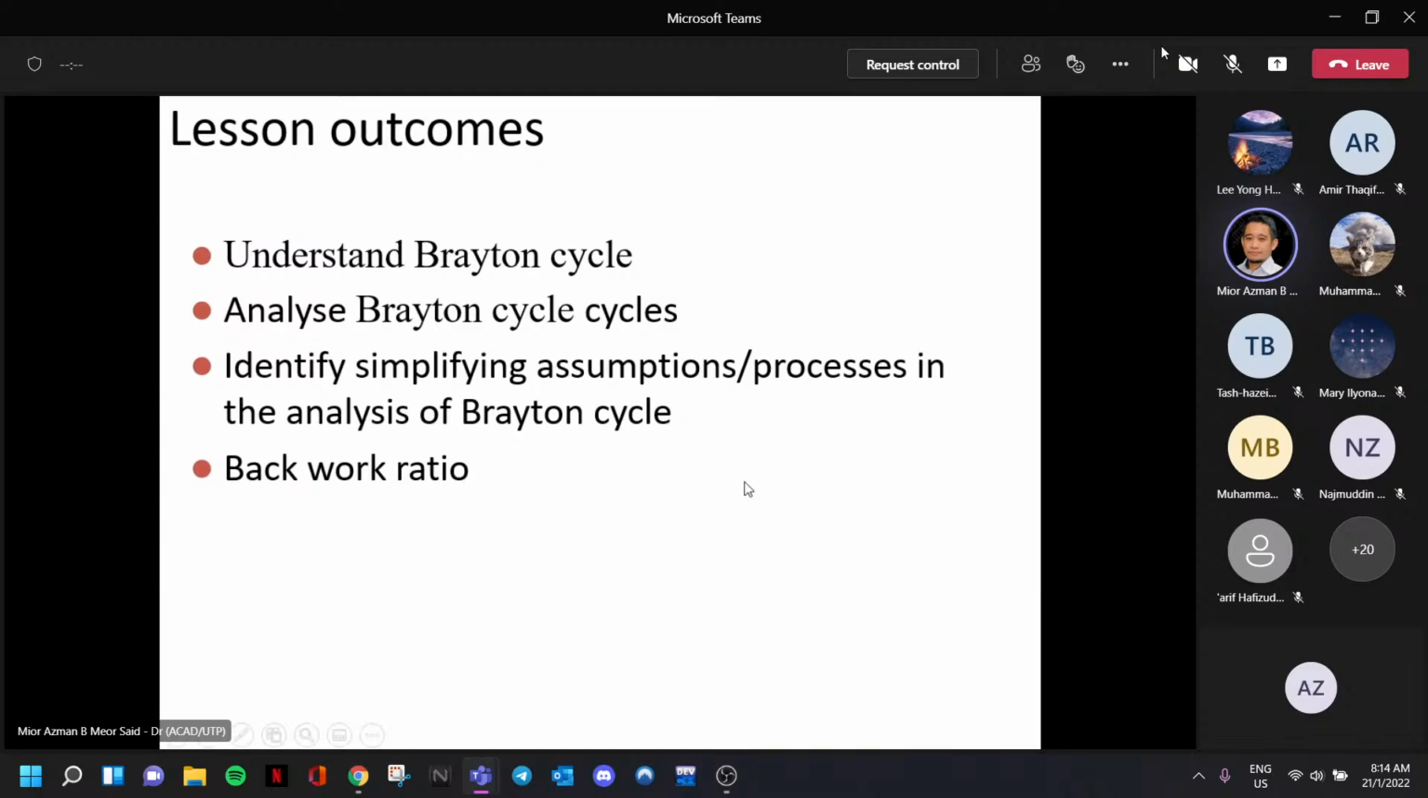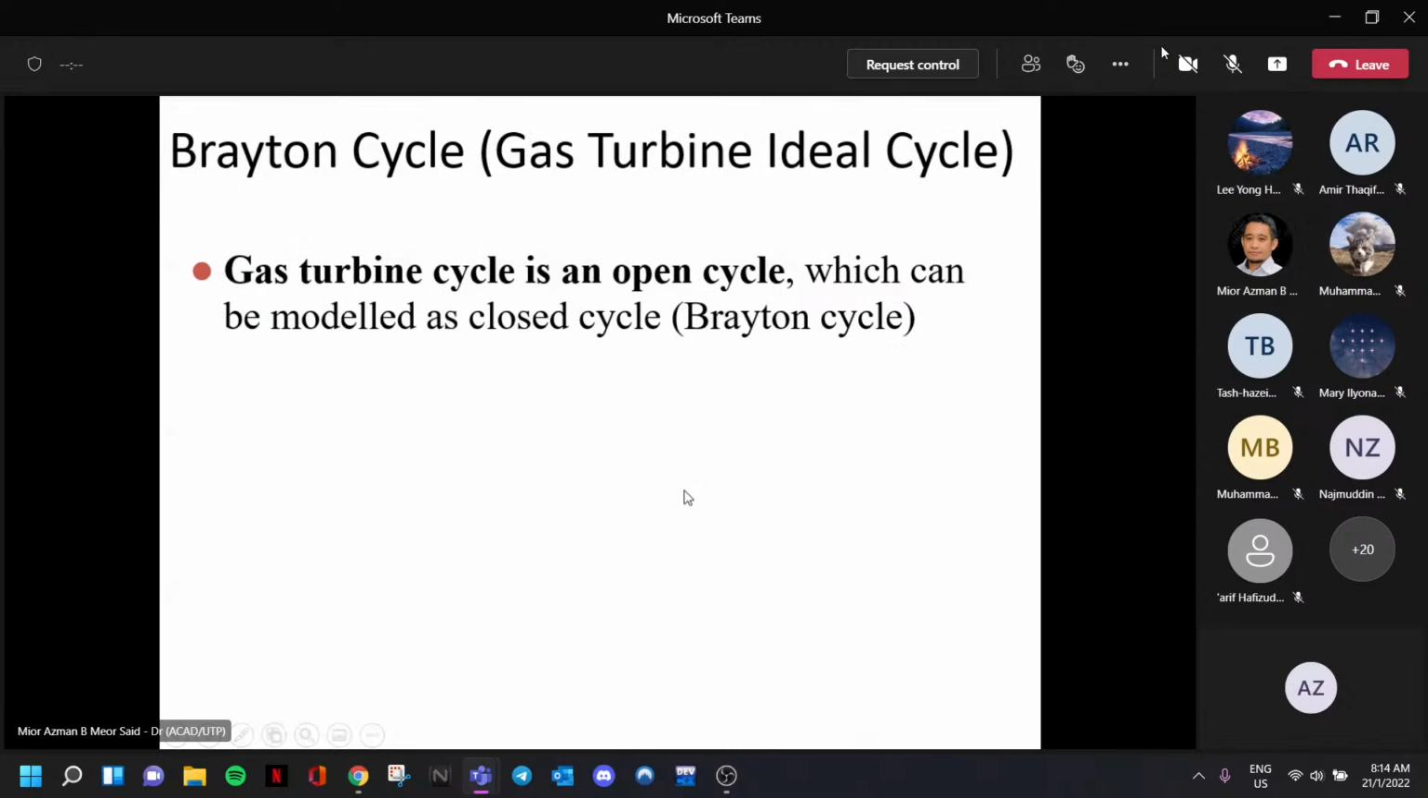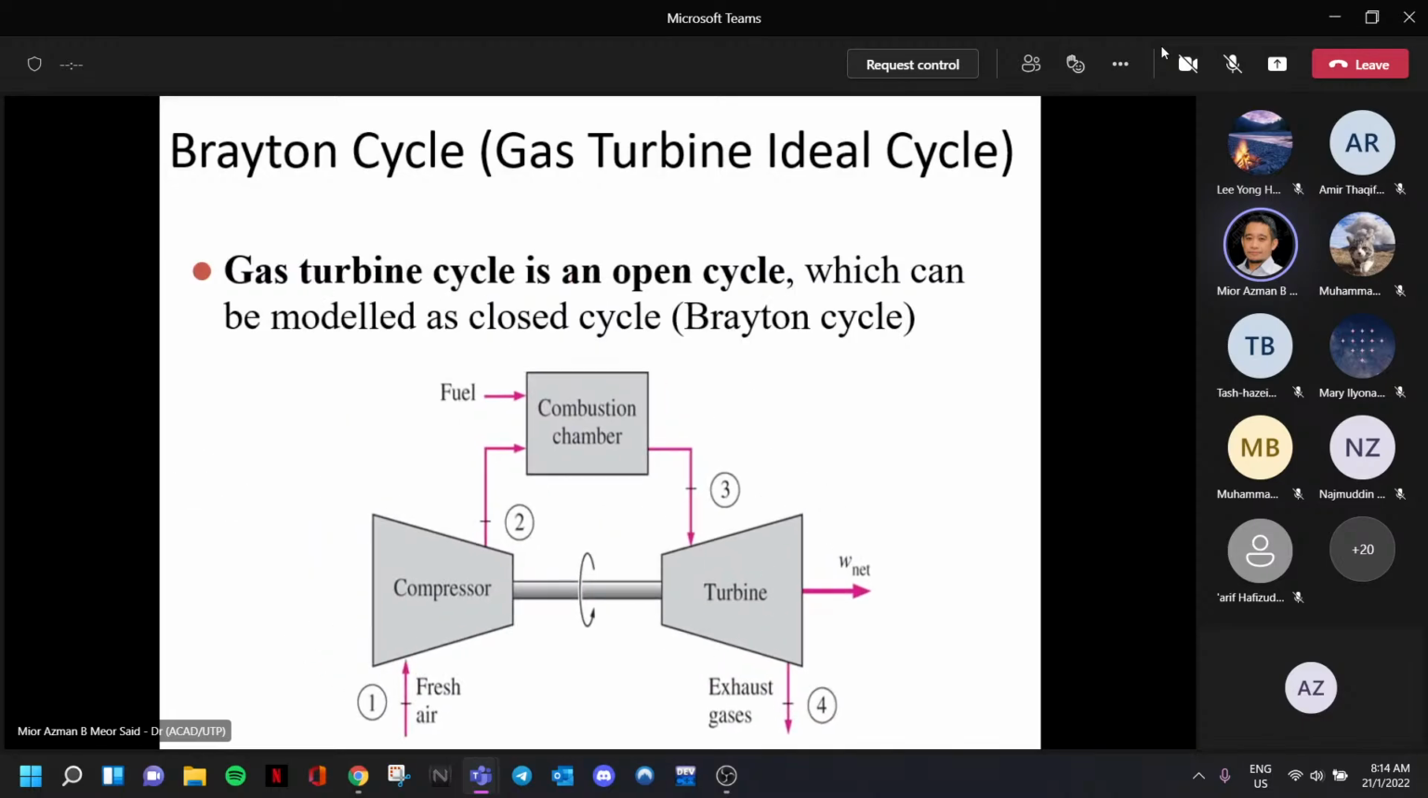Right, so these are the lesson outcomes for today. Now we go into the introduction for the Brayton cycle. This is a schematic diagram of the real gas turbine cycle. You have been introduced to the steam turbine cycle in your Thermodynamics 1. Remember, steam is condensed and then expanded in a closed loop. But for the gas turbine cycle, the real physical one is an open cycle.